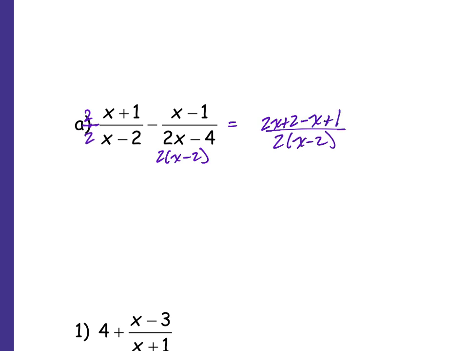I do want to caution you, remember that you have to add things together before you can simplify. I can't simplify from here because I'm not multiplying. I have to add everything first before I simplify. So then this would be x plus 3 all over 2 times x minus 2. Now I can simplify if I could, but I can't.